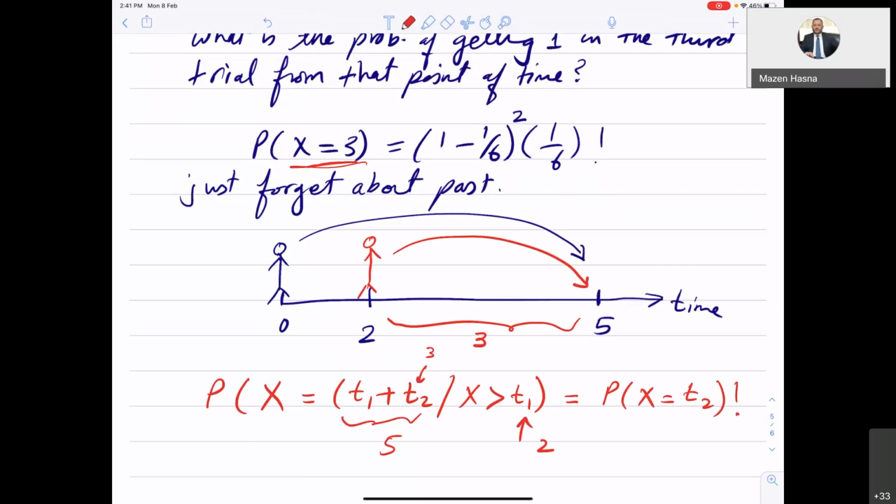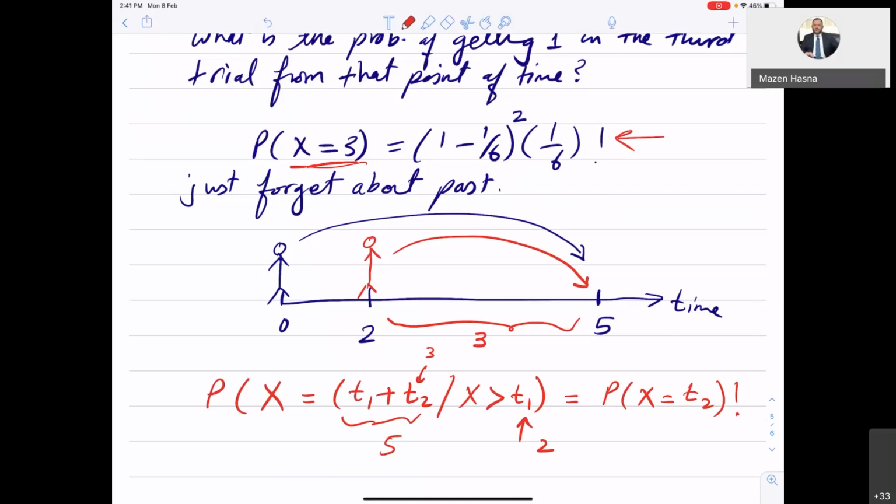So regardless of how many trials you have done, say you did 100 trials, I came to you and I asked you, what's the probability that the next trial you'll get 1? It's 1 over 6. What's the probability that in 3 trials you will get 1? It is this probability, regardless of how many trials you did before.